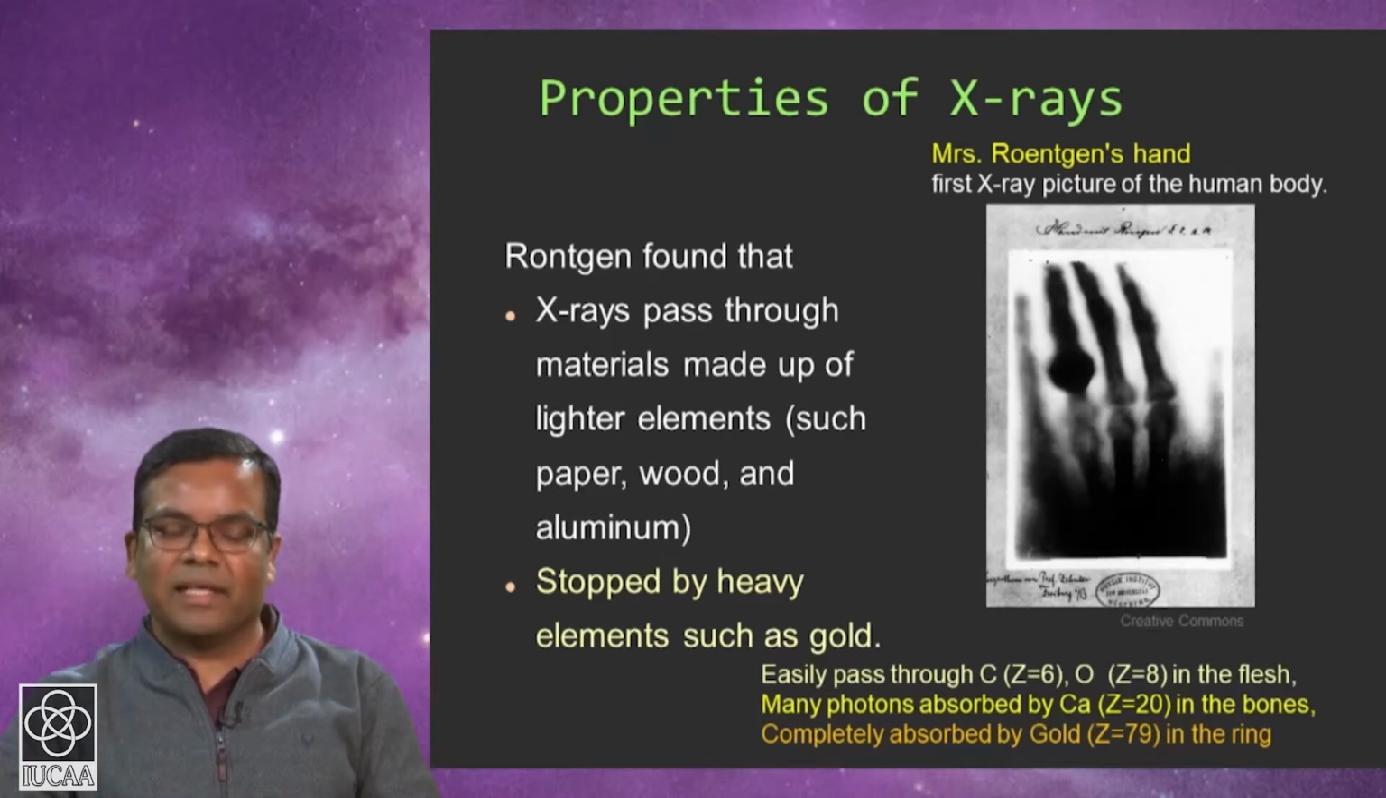Thus, this demonstrates that X-rays pass easily through lighter elements such as carbon and oxygen in the flesh, while many X-ray photons are absorbed by calcium in the bones, while X-rays are completely absorbed by the gold ring, which is a heavy element.